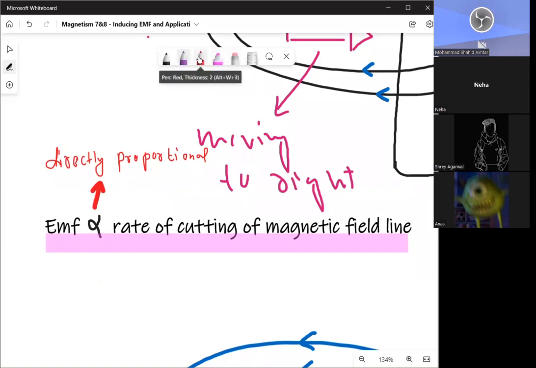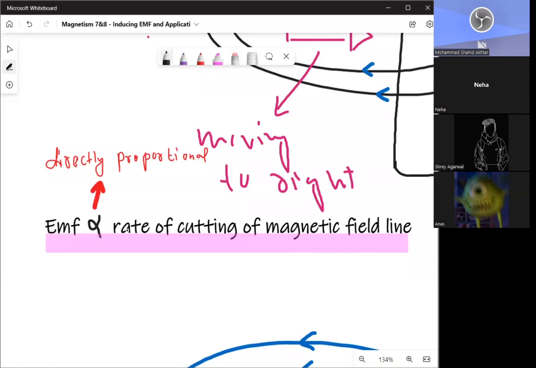No. Directly proportional means if one thing increases, the other will also increase. If one thing decreases, the other will also decrease. Now, what is proportional right now, Neha? Read this out. EMF is directly proportional to rate of cutting of magnetic field line.